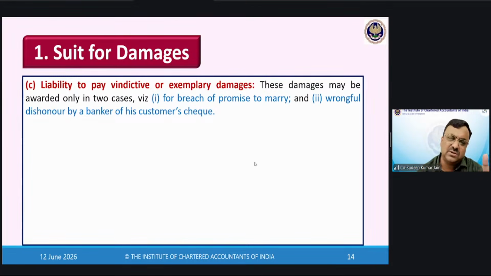So please note down just two things. The vindictive or exemplary damages are awarded only for breach of promise to marry and wrongful dishonor by the banker of his customer's check.